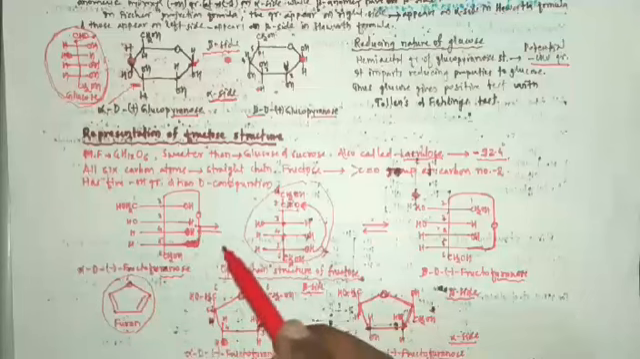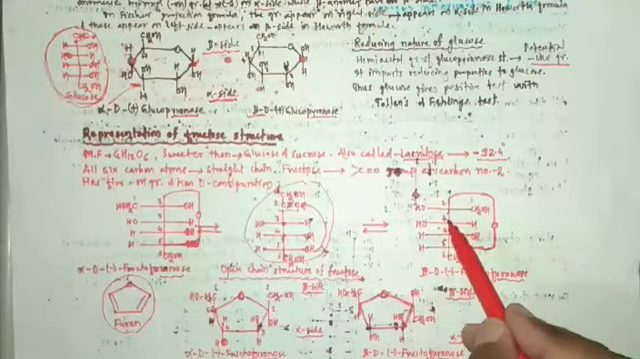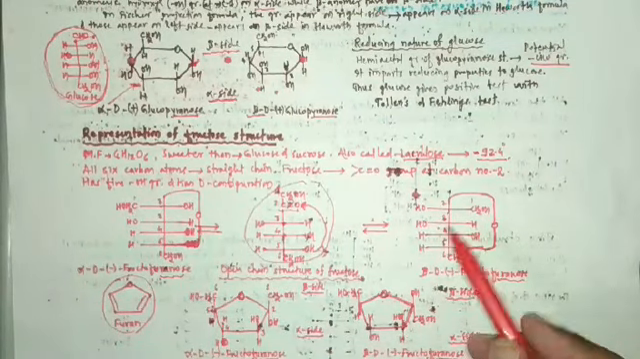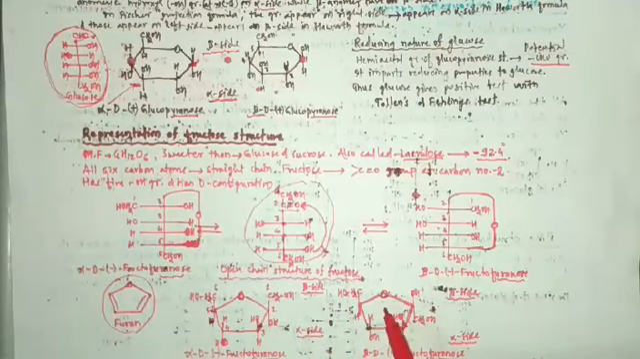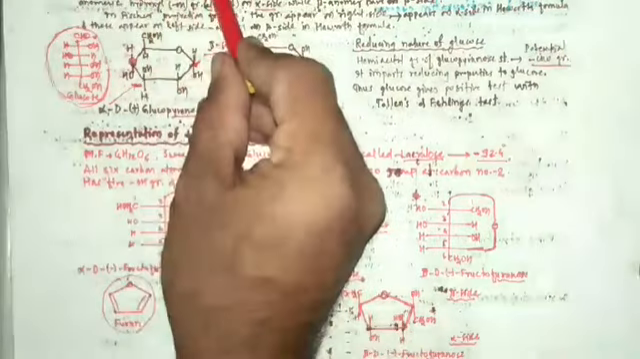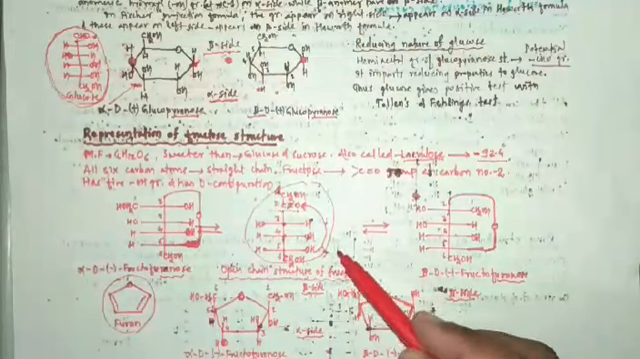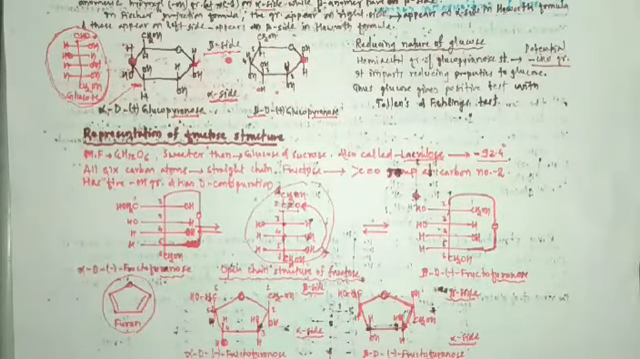So here these two are the cyclic structures of fructose and here these two are the Haworth projection formulae of fructose. So in detail, we studied the Haworth projection formulae. Here we studied in detail the Haworth projection formula and the representation of fructose structure. So here we will stop. Thank you.